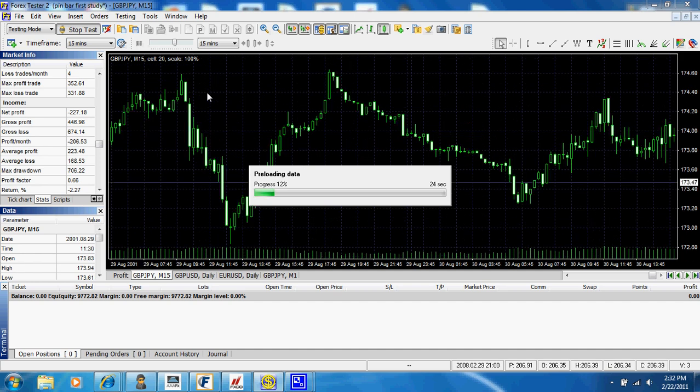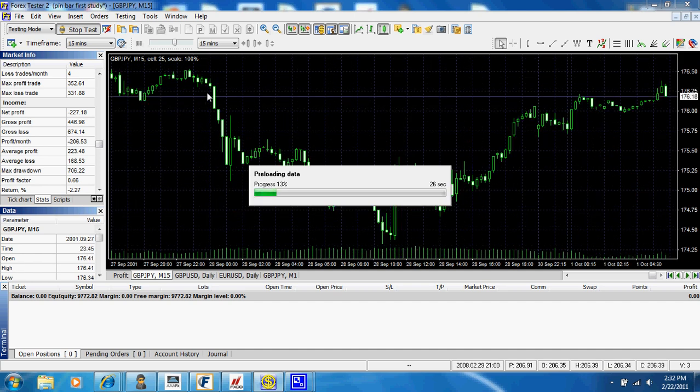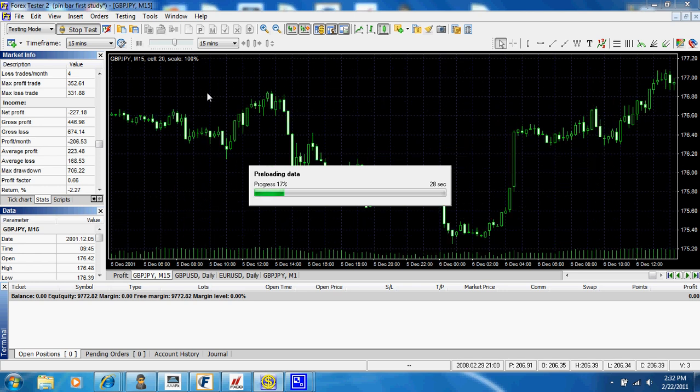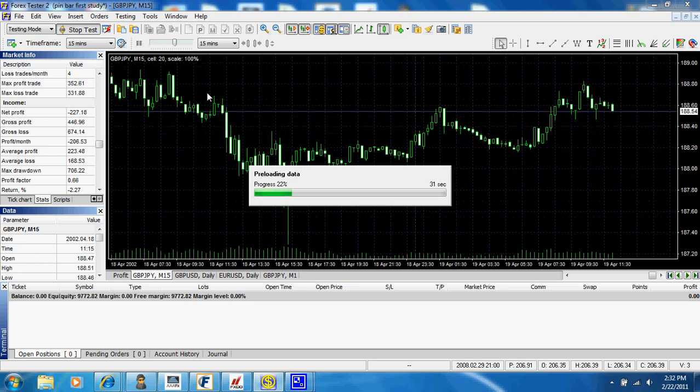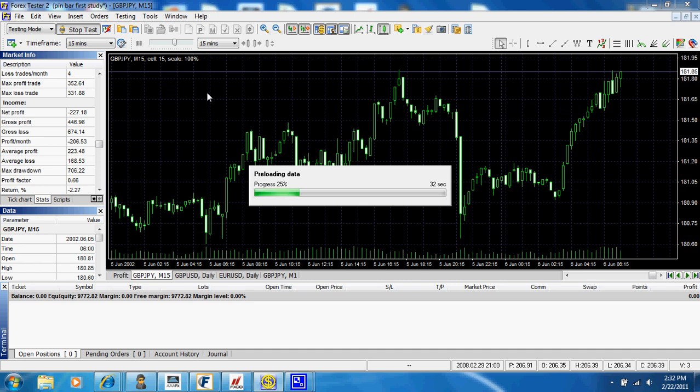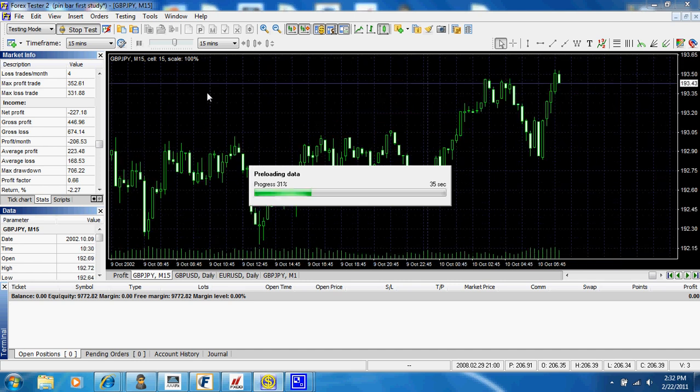The average spread on the pound yen can range from 3 pips to 9 pips depending on the time and the broker that you use. So I'm going to be conservative. I'm just going to keep it at 7 pips.